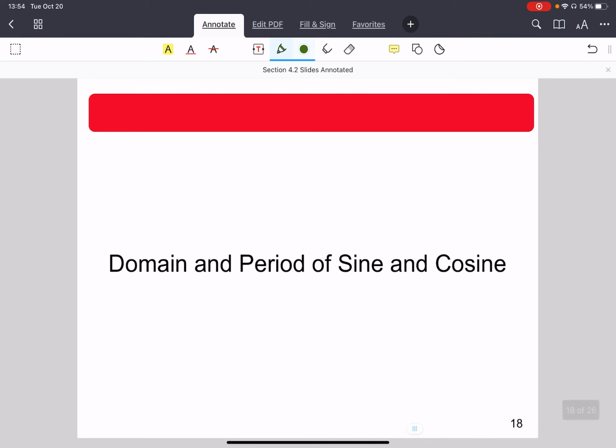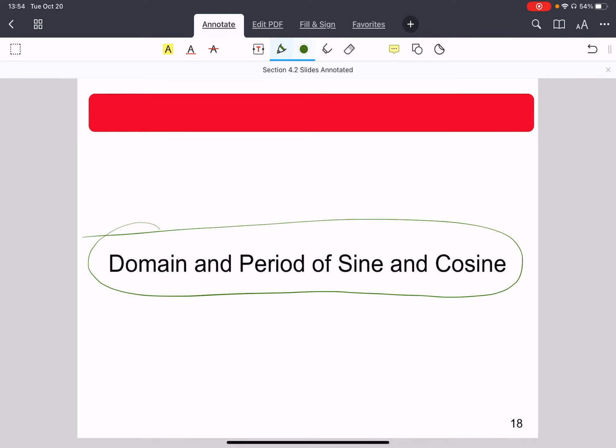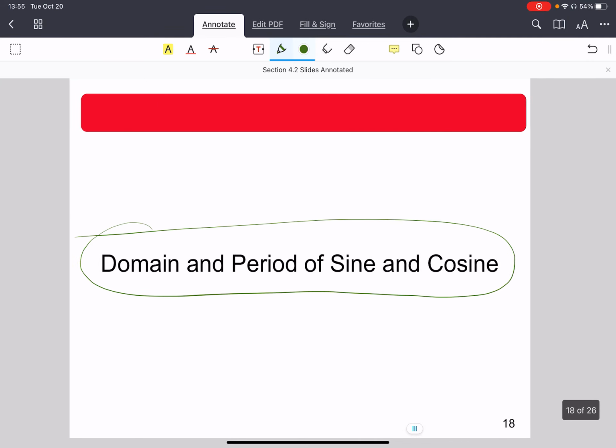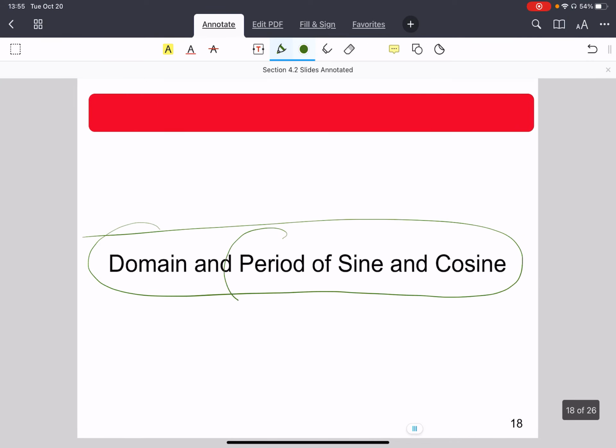Next thing I'm going to talk about in this video is looking at domain and period of sine and cosine functions. So in this video, I'm just going to talk about domain and period of these two functions. First of all, let me clarify this. We don't use the language of range for trig functions. The reason is that these functions always repeat. Because sine and cosine are cyclic functions, because they always repeat the same behavior, we use the language period.